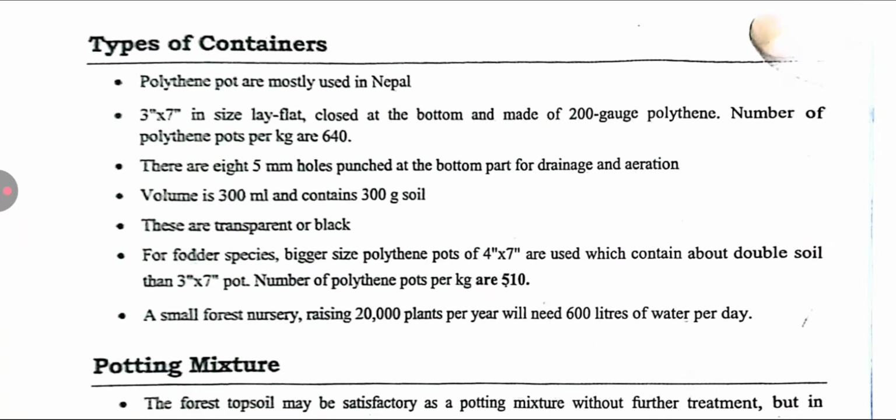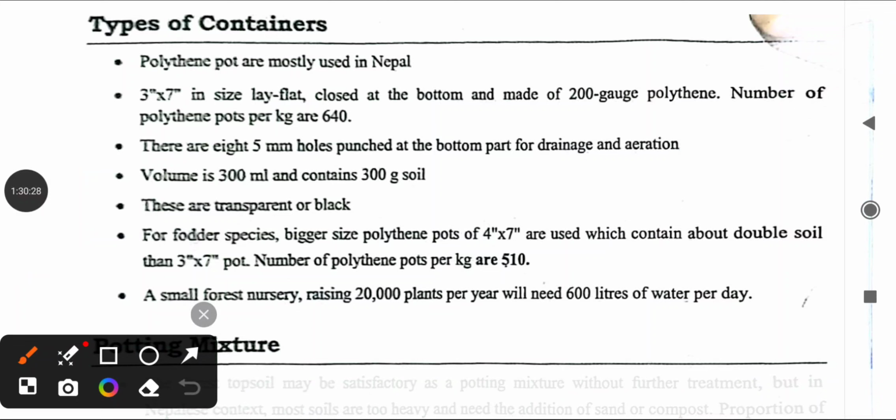Type of container. Polypots are mostly used in Nepal. 3x7 inch in size, lay flat, closed at the bottom and made of 200 gauge polythene. Number of polythene pots per kg is 460. There are either 8 or 5 mm holes punched at the bottom part for drainage and aeration.